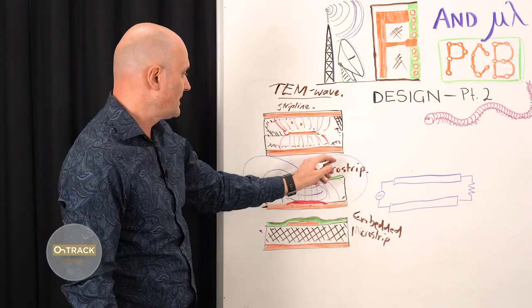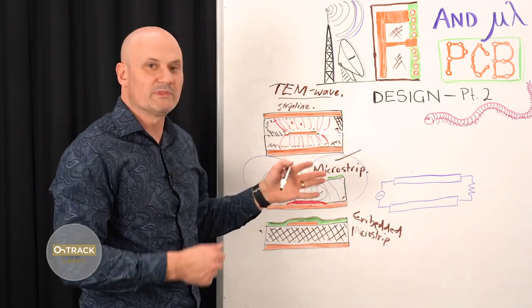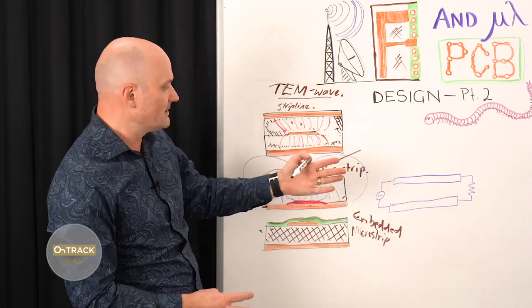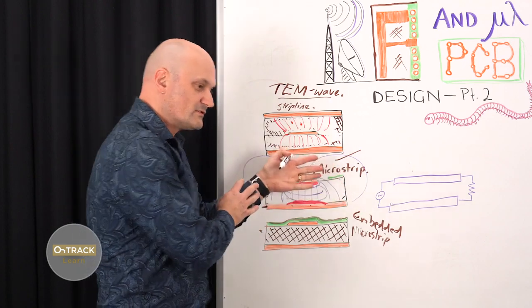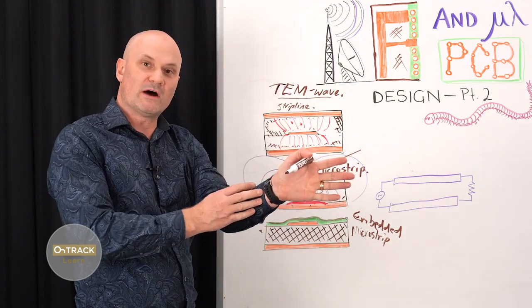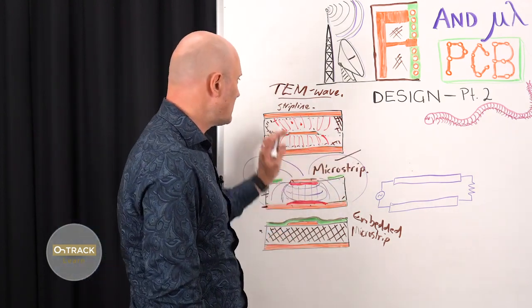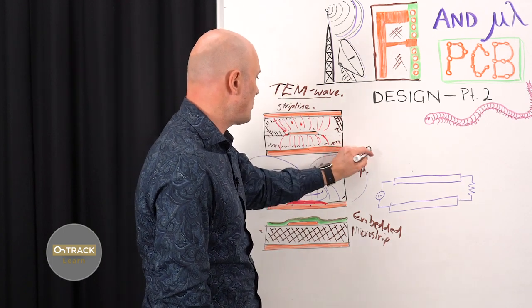In a microstrip, the signal of interest is still mainly transverse to the direction of propagation of the wave. And so we still often refer to it as TEM, but it's really quasi-TEM.